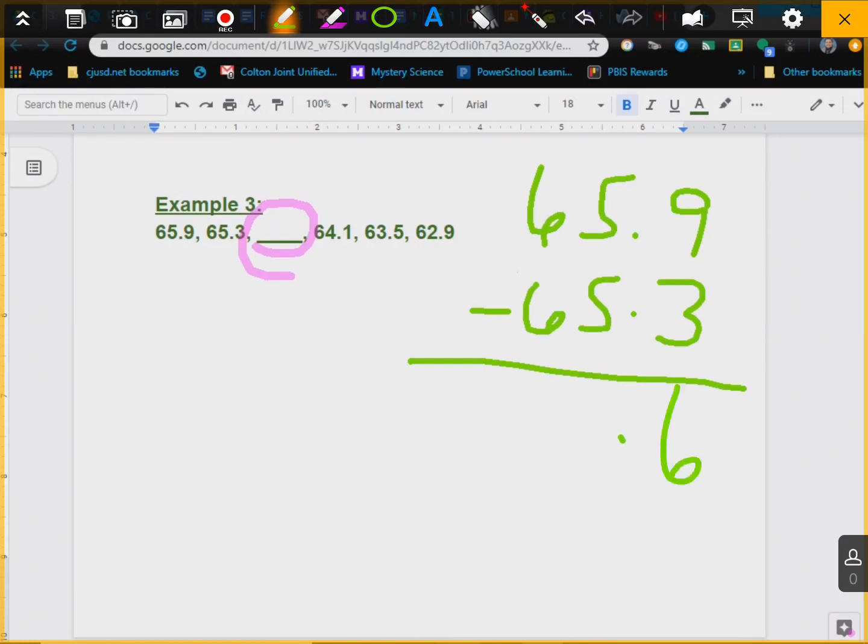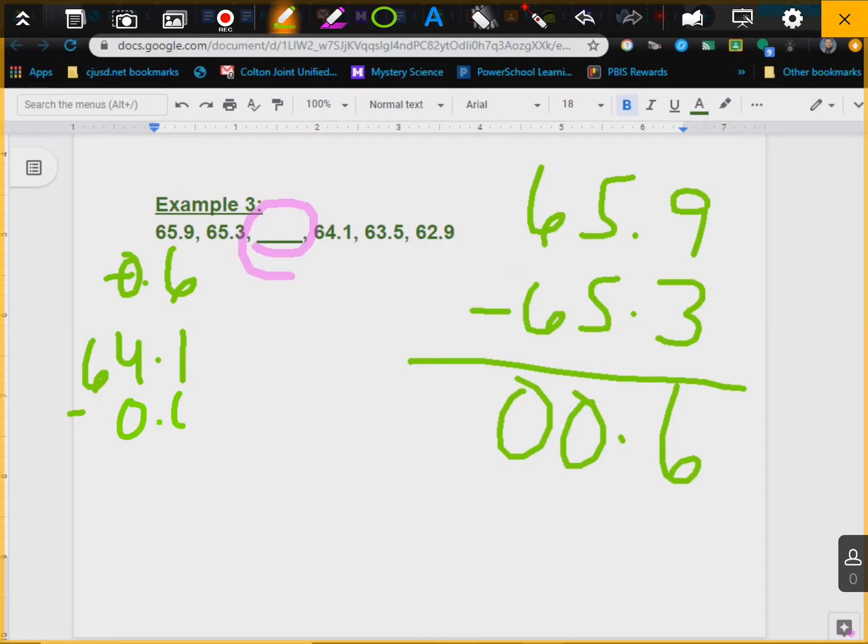9 minus 3 is 6, 5 minus 5 is 0, and 6 minus 6 is 0, so it's minus 0.6. Let's check that one more time. Let's take 64.1 minus 0.6, and that should get us 63.5. So that goes to 11, that goes to 3. 11 minus 6 is 5. 3 minus 0 is 3. Bring down that decimal. 6 minus 0 is 6. All right, so it does work. It is going down 0.6.